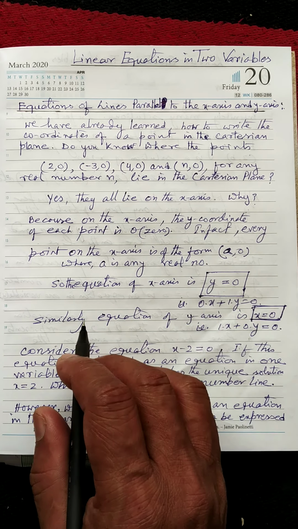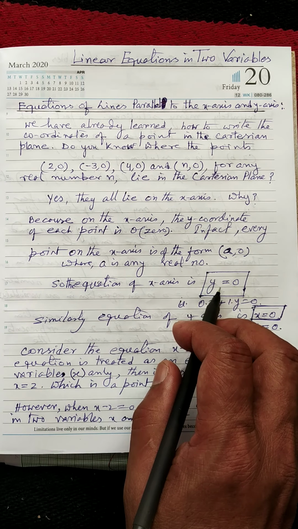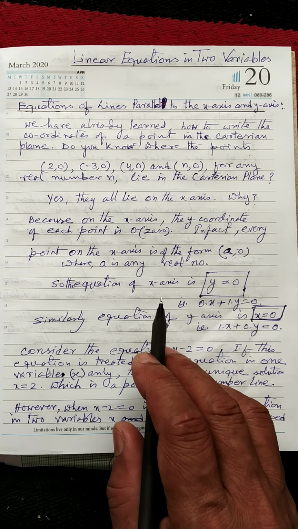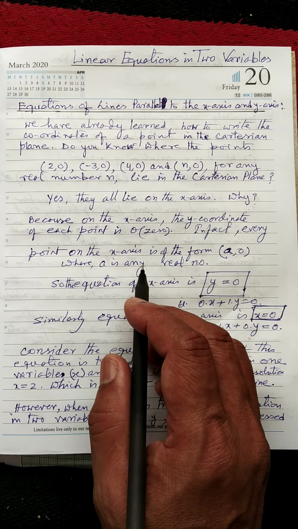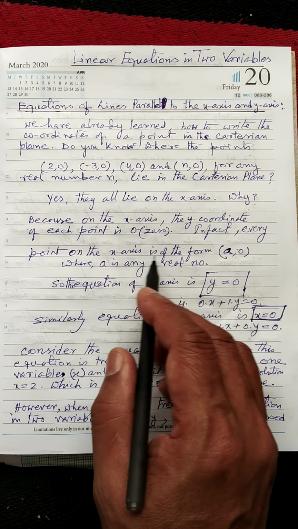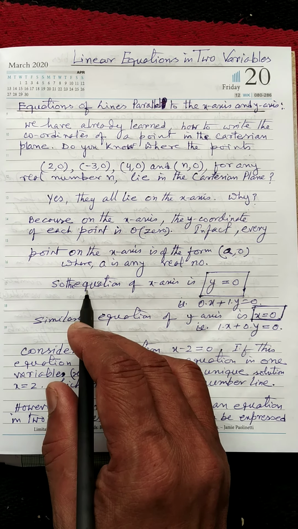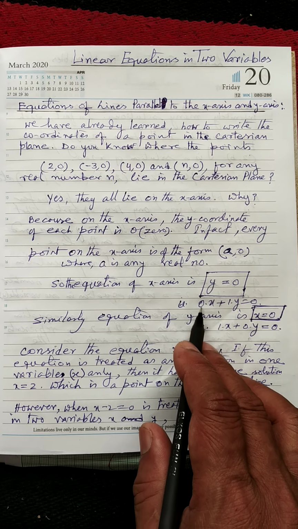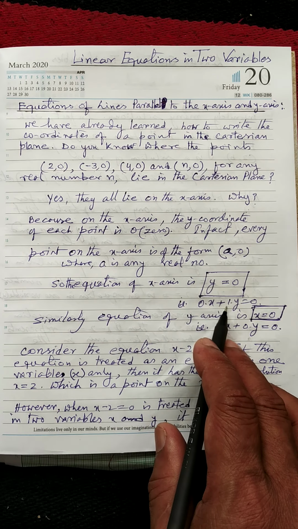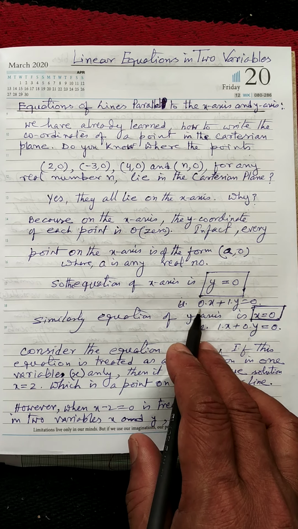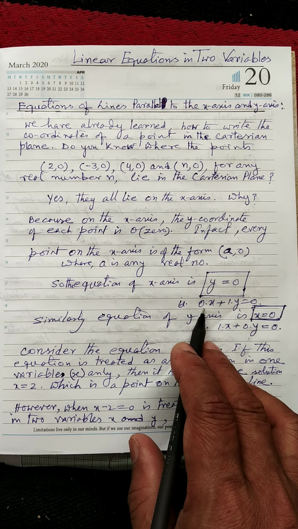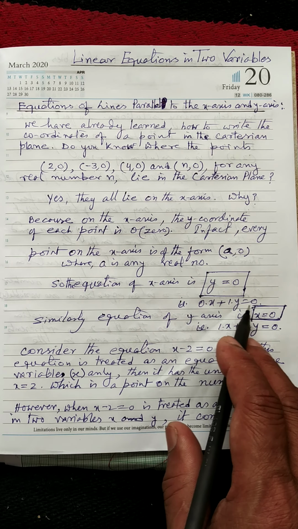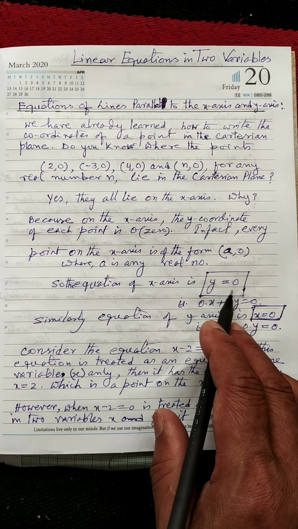So we can write the equation of the x-axis as y equal to 0. That means the y coordinate, that is the ordinate, of any point on the x-axis is 0, so we say the equation of the x-axis is y is equal to 0. That can be expressed in the form 0 into x plus 1 into y equal to 0. This is a linear equation in two variables, and this is the equation of the x-axis.